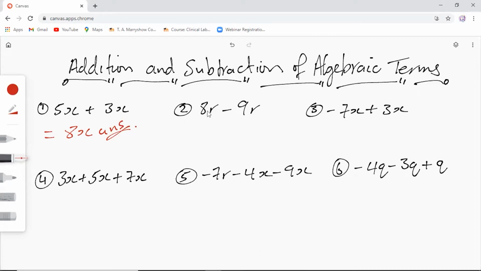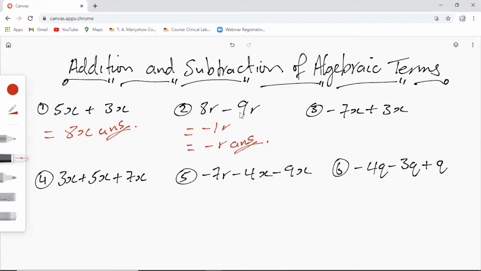Now, number 2, we have 8r subtract 9r. Both terms have the variable r, so they are like terms, so we can work with them. 8 subtract 9, we are subtracting a larger number from a smaller number. The difference between those two numbers is 1. So that's 1r. And since you're subtracting a larger number from a smaller number, your answer would be negative 1r. In other words, just negative r. So the answer is negative r.